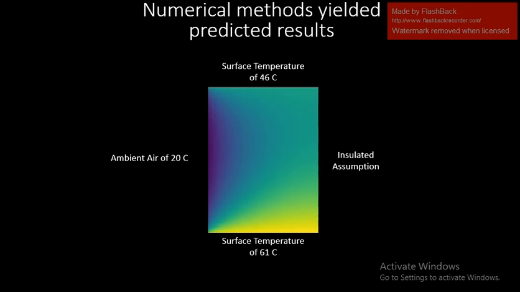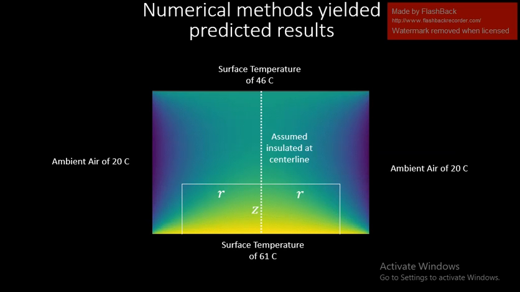Plugging these 9 different boundary conditions into our numerical methods program, we can now determine the temperature of any point if we know the temperature at the surrounding edges. For example, in this picture as shown, we would have a convection boundary condition of 20 degrees Celsius, 2 different surface temperatures on the top and the bottom, and an insulated assumption at the center line of our cylinder. If we were to rotate this around, we would see that the temperatures would be constant at the same radial and z coordinate.